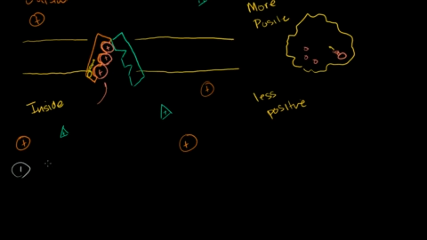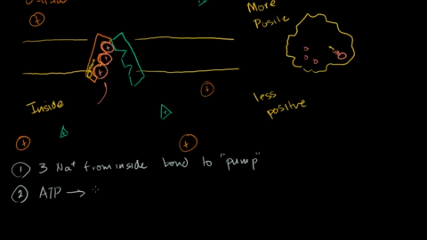So step 1, we have sodium ions, and actually let's keep count of them. We have 3 sodium. These are the actual ratios. 3 sodium ions from inside the cell or the neuron bond to the pump, which is really a protein that crosses our membrane. Now step 2, we also have ATP. ATP gets broken into ADP plus phosphate on the actual protein, and that changes the shape. So that also provides energy to change the pump's shape.